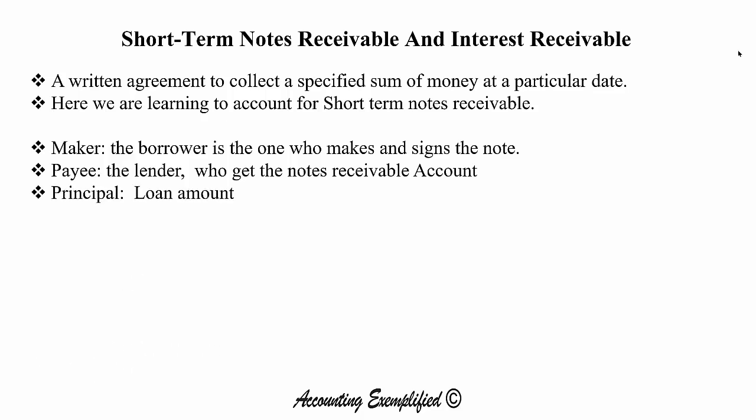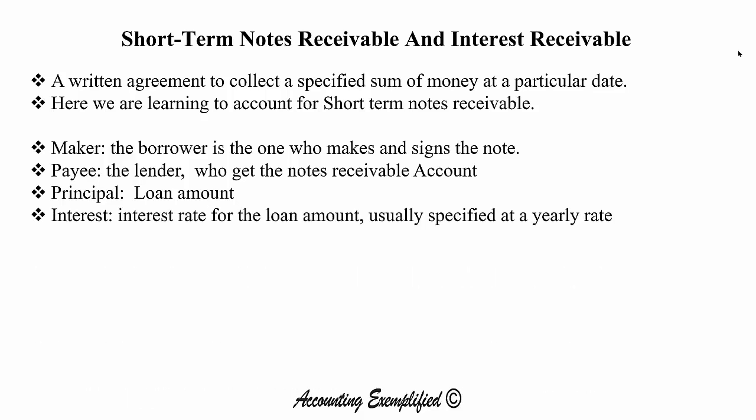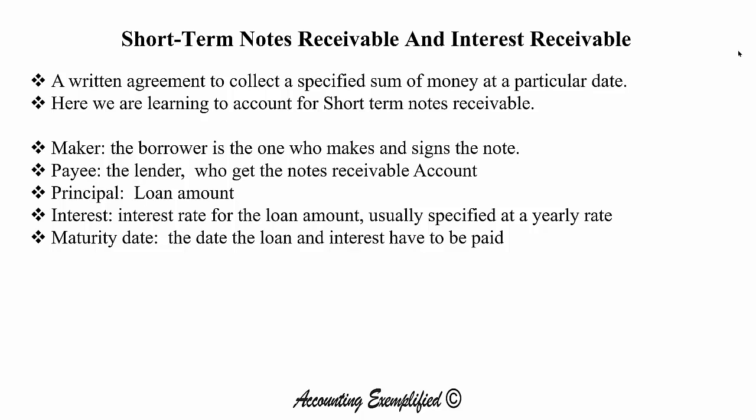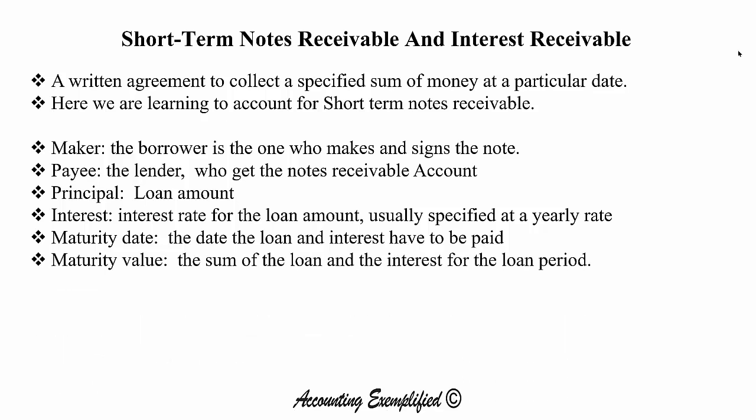Principal. This is the loan amount borrowed by the borrower or by the maker. Interest. Interest rate for the loan amount. This is usually specified at an annual rate. Maturity date. This is the date the loan and interest have to be paid, and this date for short-term notes receivable will be within the next 1 year. And the maturity value, this is the sum of the loan amount and the interest for the loan period.